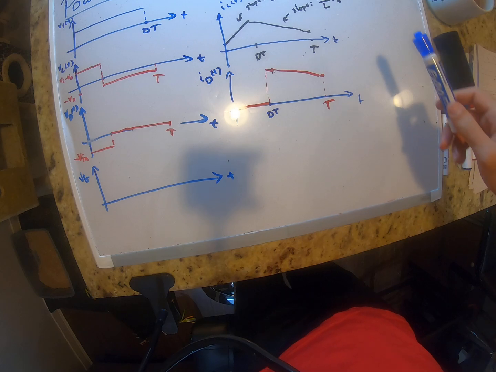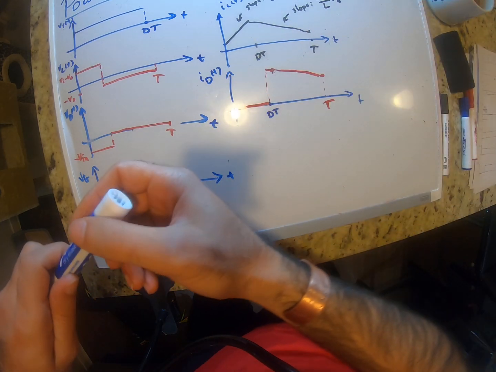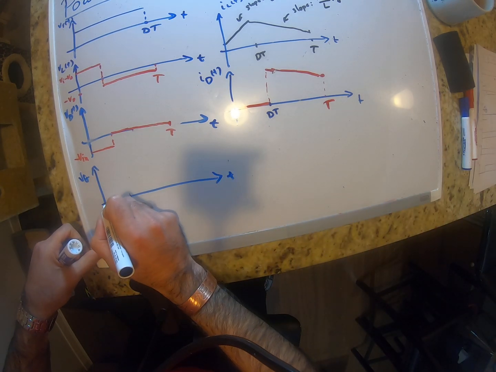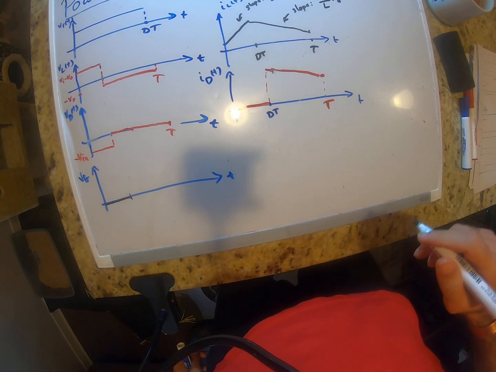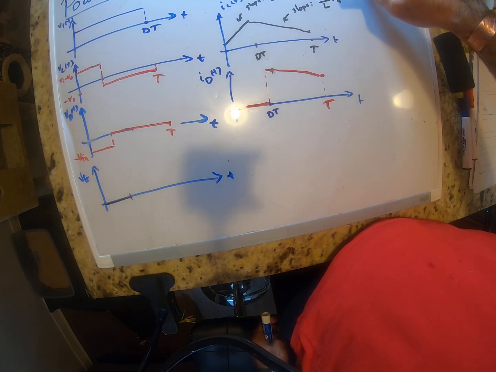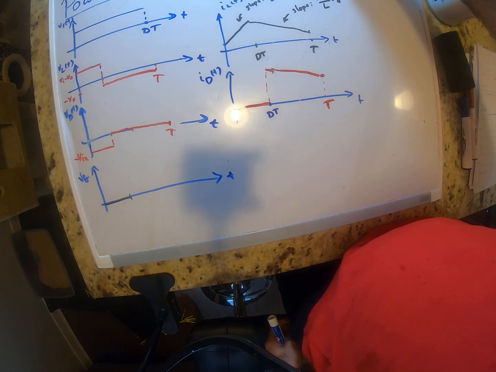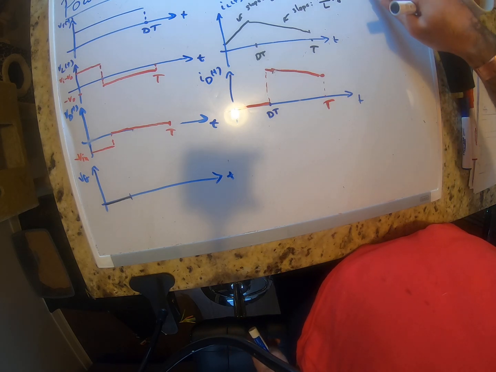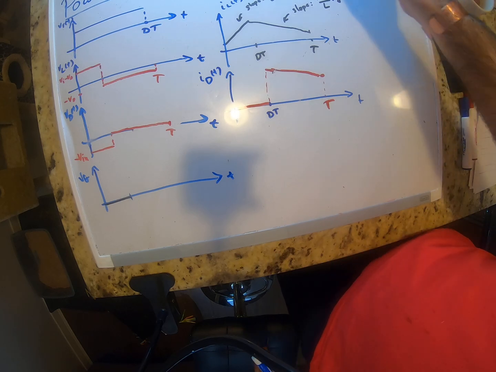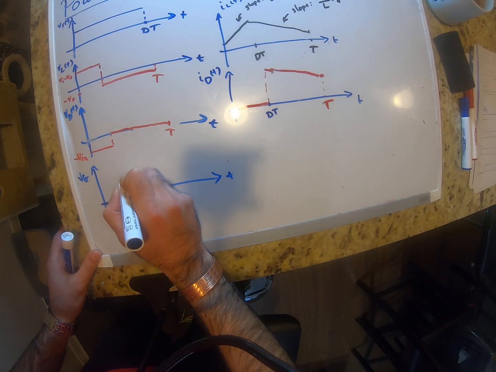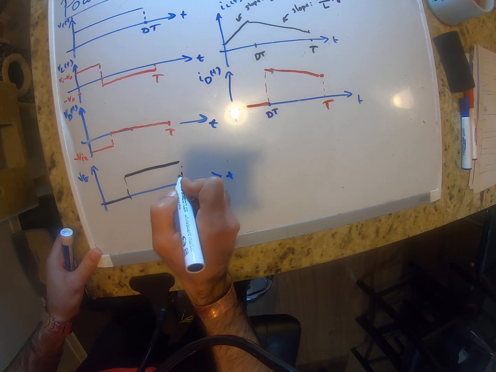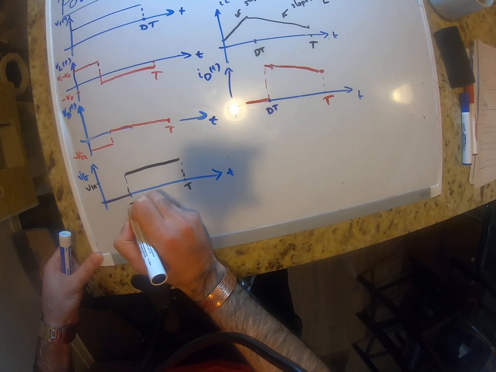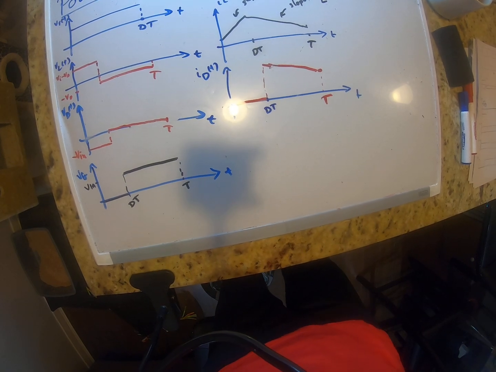So this part, for the first dt seconds, the switch is closed. So its voltage is going to be 0. Once this switch is open, we have V in on this part, right? And on the other end, because the diode is conducting, we have 0. So the voltage across the switch is going to be V in. Okay, this is T, this is dt.